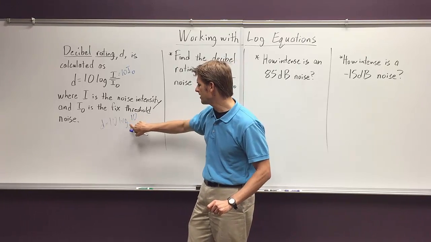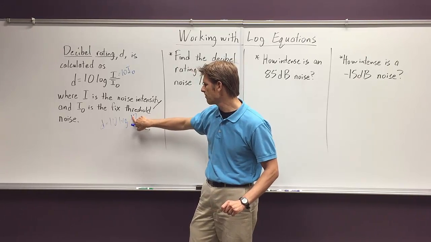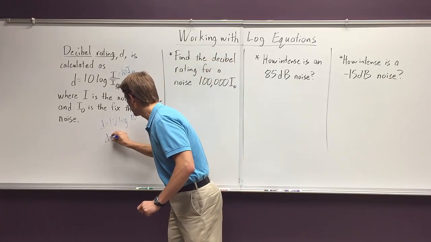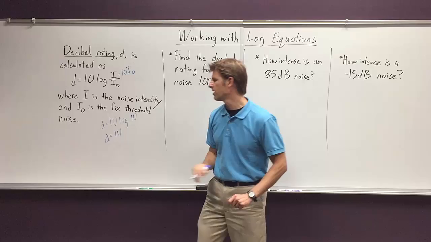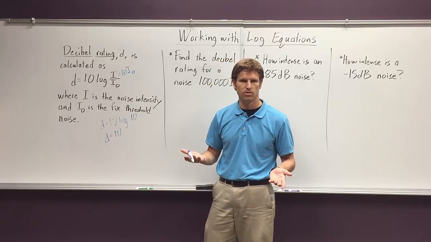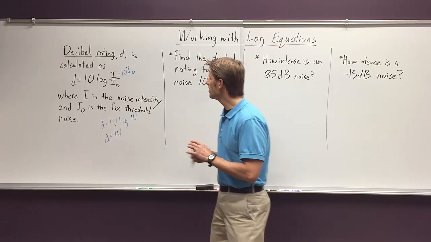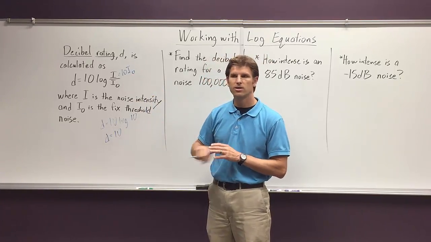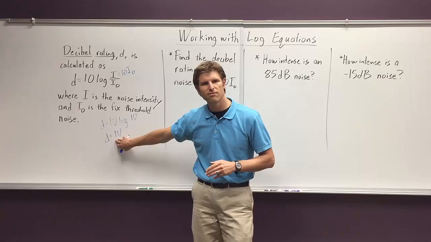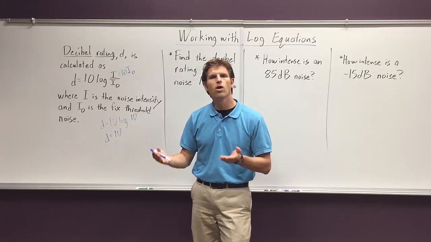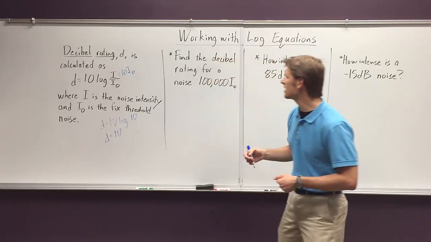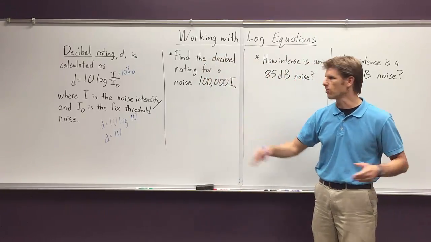Now what's log 10? This says 10 to some power is 10. Log base 10 of 10 is just 1. So this would be a 10 decibel noise. Now you might say, it's 10 times the smallest noise, the decibel level is 10. That works great. Well, that's the only place that that works. Let's look at some problems and see how it works in practice other places.